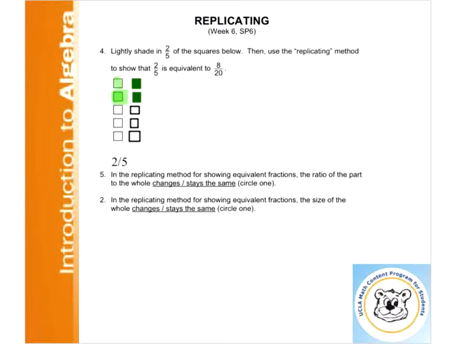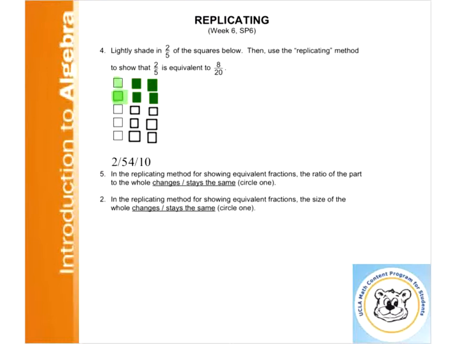Now I have 4/10 of the squares shaded. Now I have 6/15 of the squares shaded. And lastly, it shows here I have 8 of the 20 squares shaded. So again, showing that 2/5 is equivalent to 8/20.